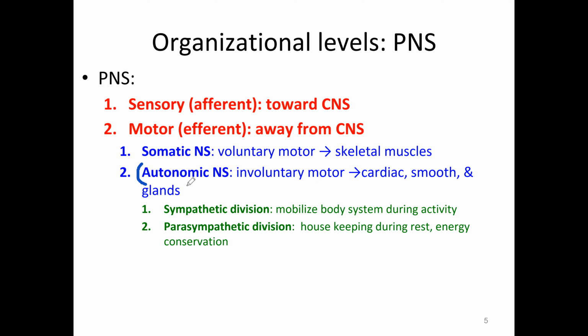And autonomic nervous system is divided into sympathetic division that mobilizes body systems during activity, and parasympathetic division, housekeeping during rest, energy conservation. So sympathetic division is called fight or flight response, and parasympathetic is rest and digest.